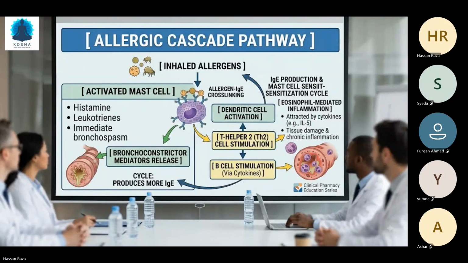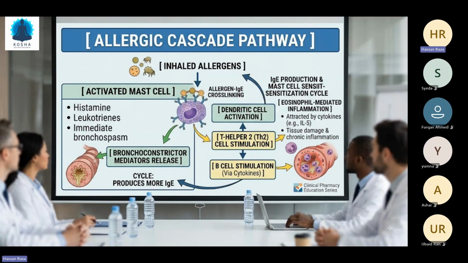So this interleukin 5 basically increases the production of eosinophils and increases eosinophil-mediated inflammation. It damages tissue and is responsible for chronic inflammation. Another thing this helper 2 cell will do is stimulate the production of cytokines from B cells, and it will again produce the IgE antibodies. It also activates the antigen presenting cells, the dendritic cells, and again it will increase the cross-linking of IgE antibodies with the allergen.